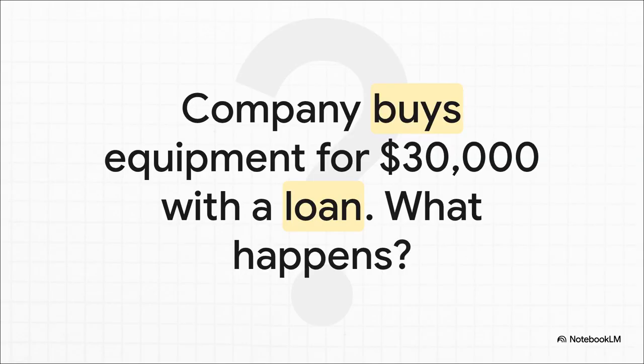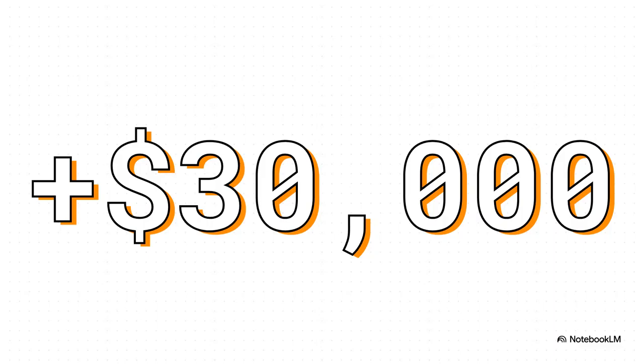Okay, let's trace a real transaction from start to finish. Let's say the company needs some new equipment, so it goes out and gets a $30,000 loan to buy it. How does this one event ripple through the entire balance sheet? Well, first, the asset side of our equation goes up. The company now owns $30,000 of new equipment. And since it's long-term equipment, it's a non-current asset.